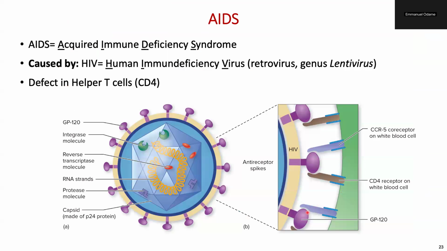Next on our list is AIDS, which is acquired immune deficiency syndrome. It's caused by the HIV virus. Basically, what it does is it causes a defect in your helper T cells. If your helper T cells are not functioning nicely, it means you cannot trigger an immune response within your body. It was isolated in the 1980s, and then it became more popular. As we know right now, we have two types known to exist: HIV-1 and HIV-2.